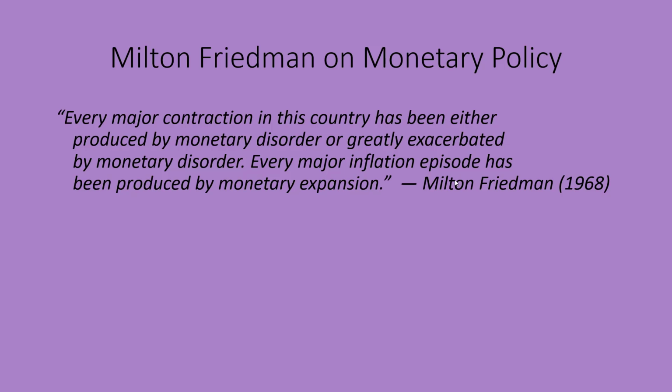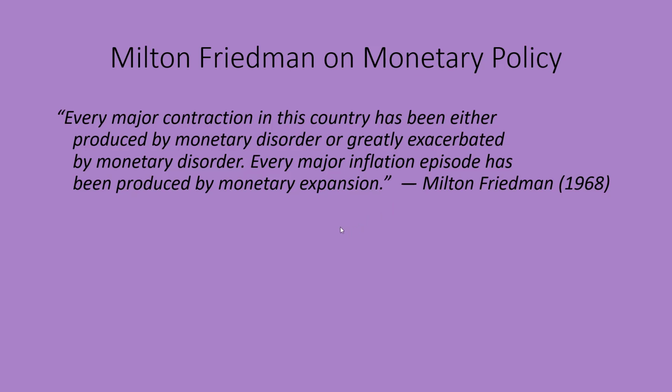And with that in mind, in order for this policy to be effective at stabilizing the economy, it has to be timed correctly. And according to Milton Friedman, every major contraction in this country has been either produced by monetary disorder or greatly exacerbated by monetary disorder. Every major inflation episode has been produced by monetary expansion. So Milton Friedman is basically saying that the Federal Reserve and its misuse of monetary policy has either created or made worse every bad time in the country's history, and every period of inflation is usually a result of that increase in money supply or that expansionary monetary policy.